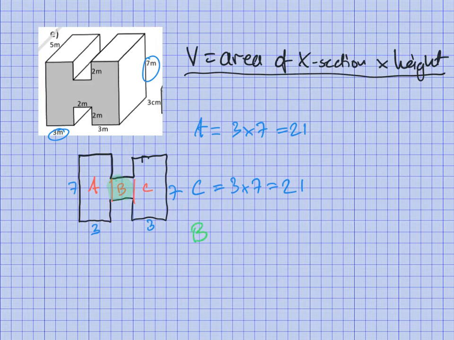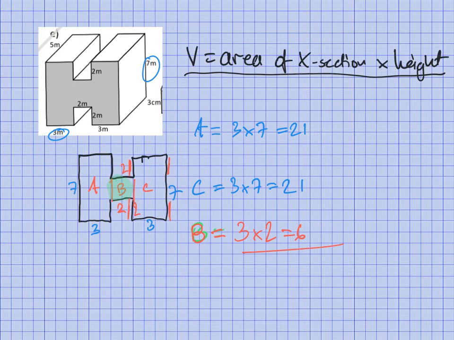So B, that colour doesn't show very well. I'll go with red. B is equal to, well, the base there is 2. The base there is 2. But what's the height, the other lines? Okay, so we have to work that out. We've got 7 up the side, but this section is 2, and this section is 2 as well. So we take away the 2 there and the 2 there. That leaves us with 3. So B is 3 times 2, which is 6.